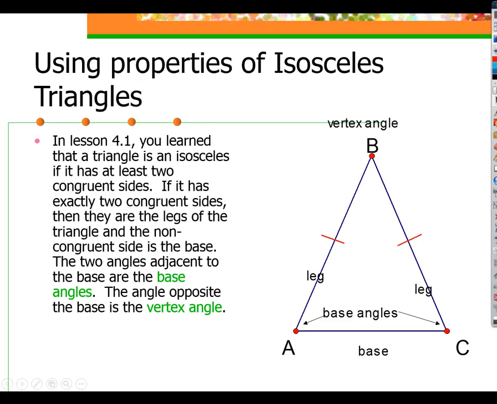If an isosceles triangle is not equilateral, so it only has two congruent sides, then we can distinguish the legs from the base, right? The legs are going to be the two congruent sides and the base is the oddball. The base angles would be pretty obvious too, right? The base angles are the two angles that are adjacent to the base. And then the vertex angle would just be this other angle, the oddball. So that's the anatomy of an isosceles triangle.